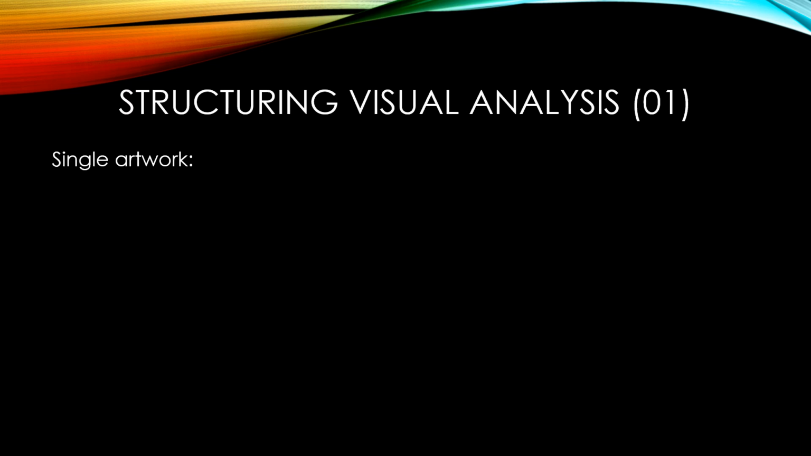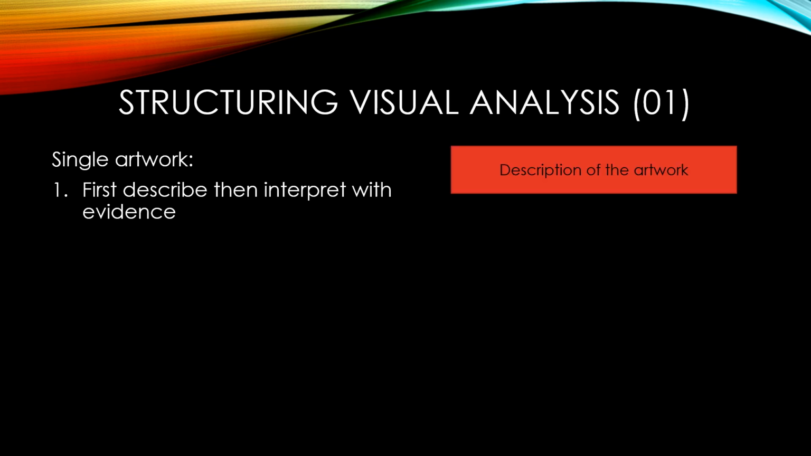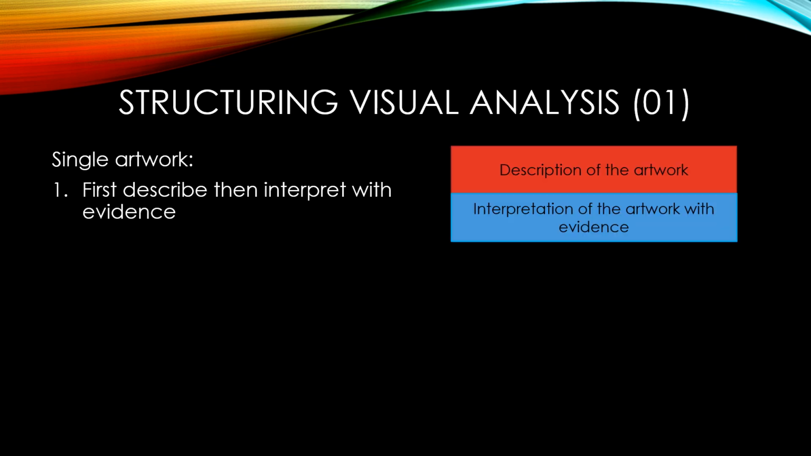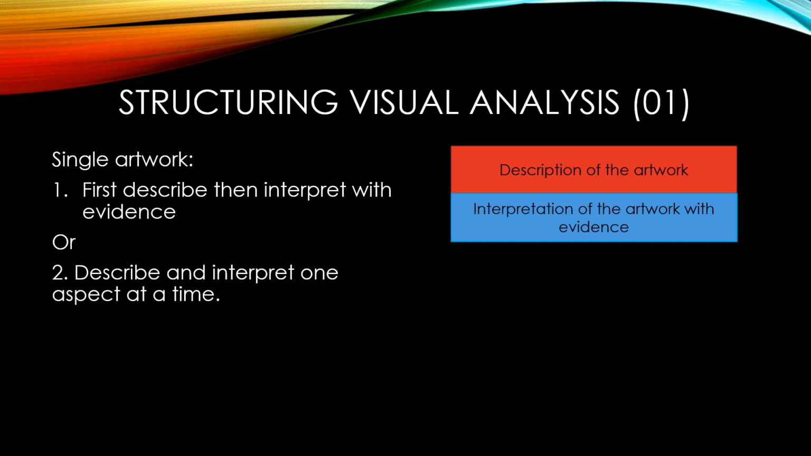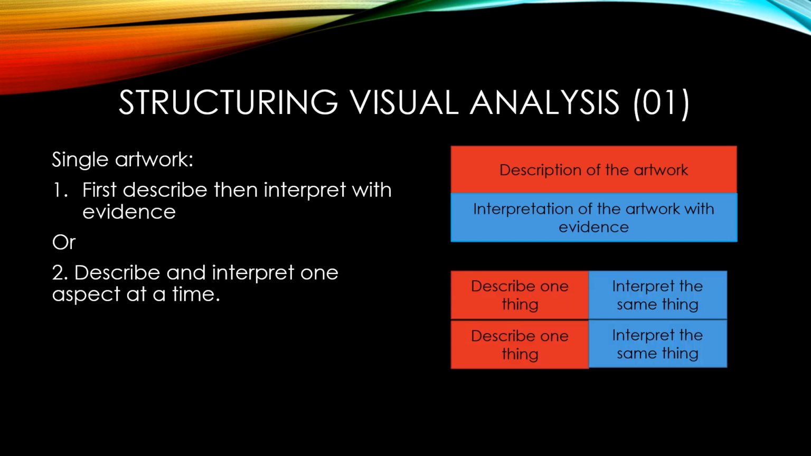My last point to consider for visual analysis is how to structure your writing. Everyone structures their visual analysis differently, but certain structures are easier to follow than others. A good structure to practice when analyzing one artwork is to have the first few paragraphs dedicated to describing it, and then the remaining dedicated to interpreting it with evidence. Another way to structure it works well if you are only discussing a few aspects of the artwork or object. You can describe one aspect at a time and draw attention to it, and then interpret it with evidence in the same paragraph. So it would look something like this.